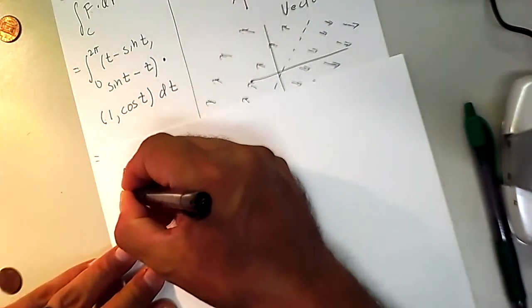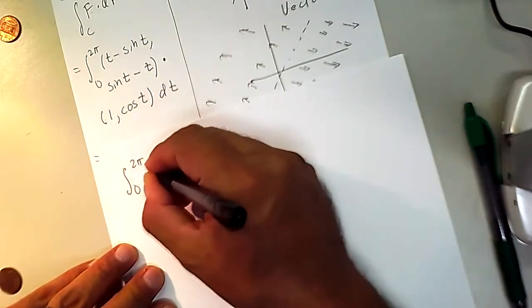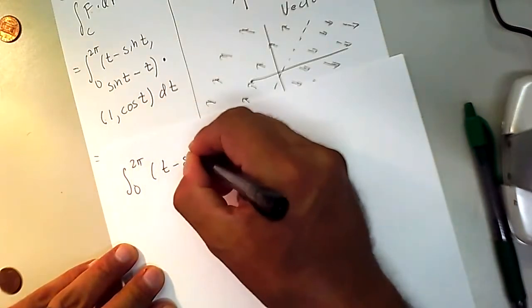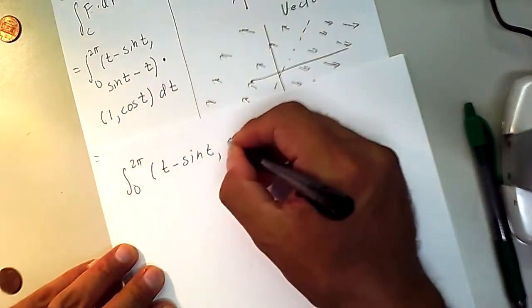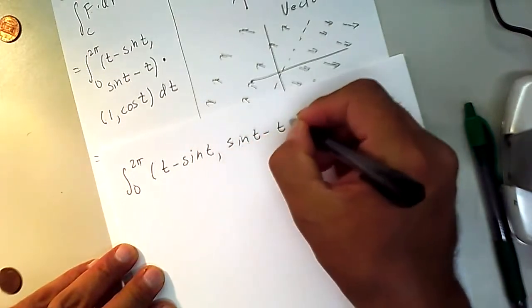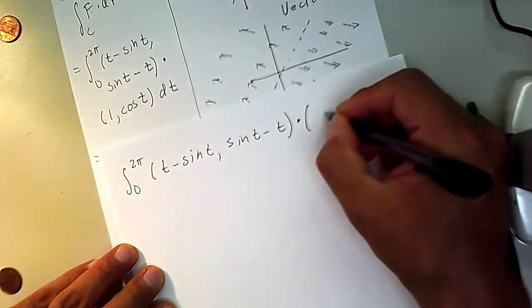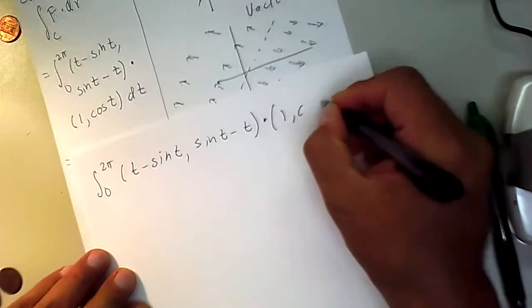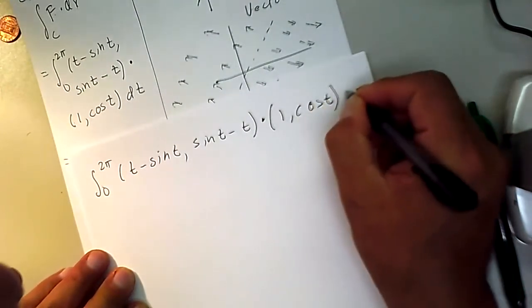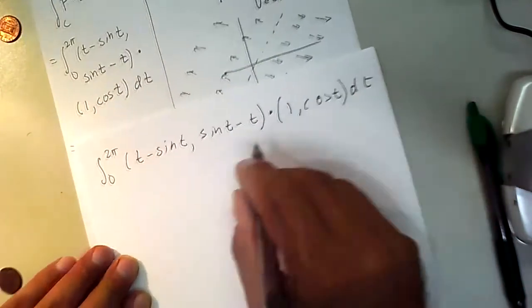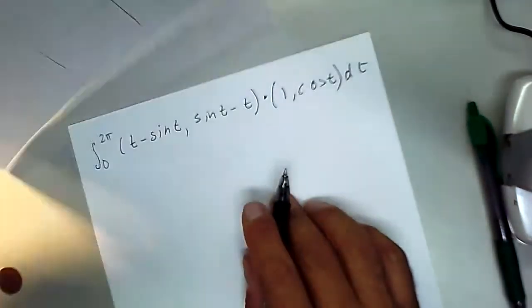So we have the integral from 0 to 2 pi of the vector t minus sine t, comma, sine t minus t, close parenthesis, dotted with the vector 1, comma, cosine t, close parenthesis, dt. So we are dotting those two.